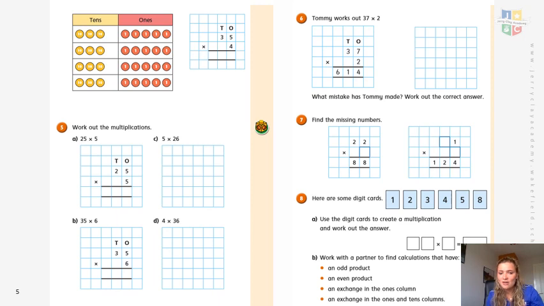And I want you to then see if you can come up with some calculations where you're going to produce an odd number. Remember, that's numbers that end in 1, 3, 5, 7, 9, or an even number that ends in 2, 4, 6, 8 or 0. Think about how many ones you have exchanged in the ones column, and in the tens, to find that out. So have a go at doing that, and then I'll show you the answers on the screen after.